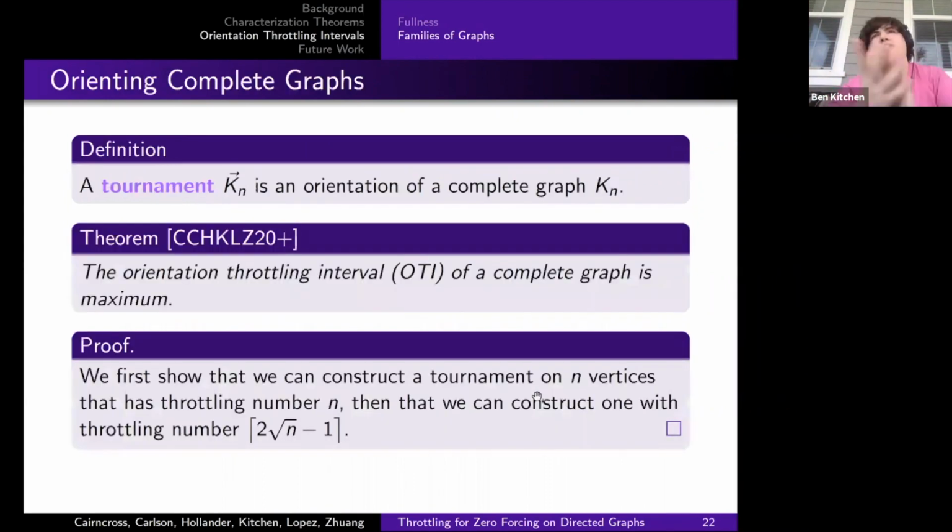All right, now a tournament is an orientation of a complete graph, which Peter introduced a few minutes ago. These are interesting because the orientation throttling interval of a complete graph is in fact maximum. That means there's an orientation that achieves that lower bound and an orientation that achieves that upper bound. So first, we're going to construct a tournament that achieves the upper bound of n.